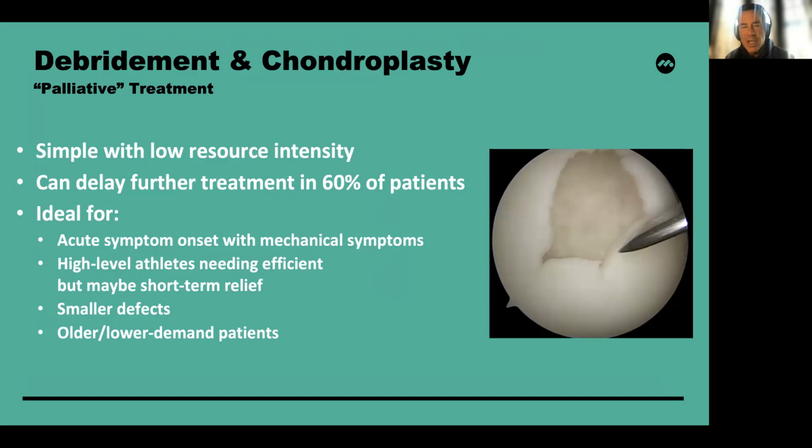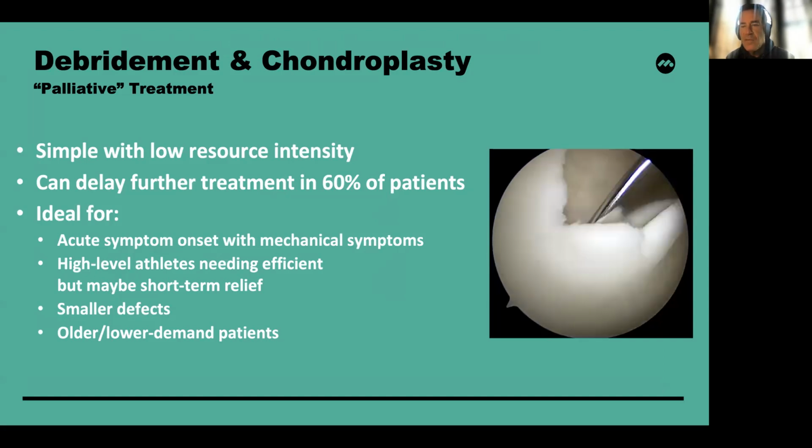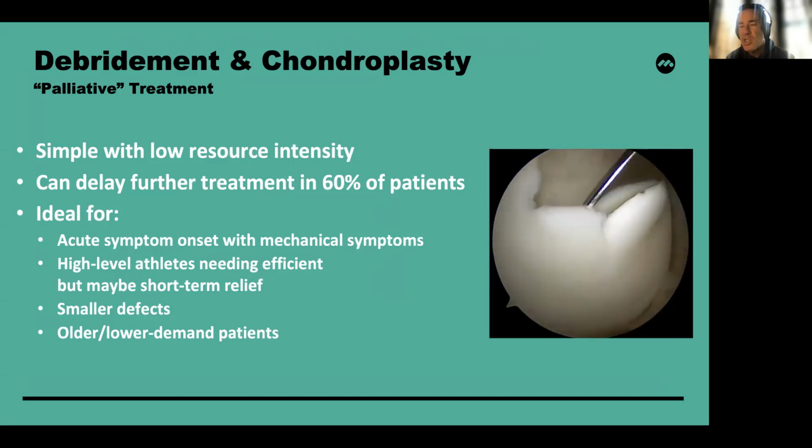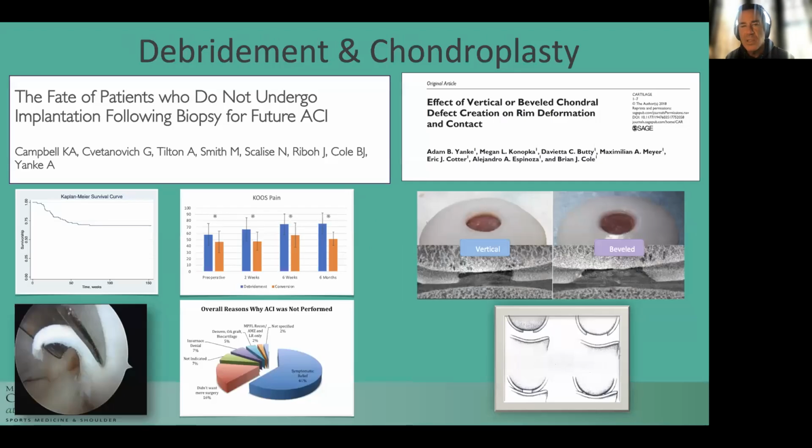Now, debridement and chondroplasty is often considered palliative, and it's actually quite simple with low resource intensity and can delay further treatment in up to 60% of patients. I would say it's generally ideal for acute symptomatic patients with mechanical symptoms. It can be used in high-level individuals who need efficient but maybe short-term relief. Smaller defects can be quite responsive, and our older, lower-demand patients seem to be the most responsive. Defects like this that are arthroscopically determined to have unstable edges may be the most responsive to articular cartilage debridement.